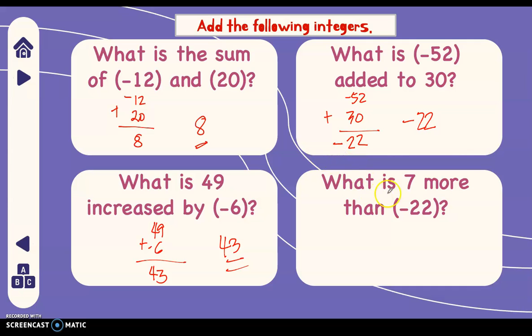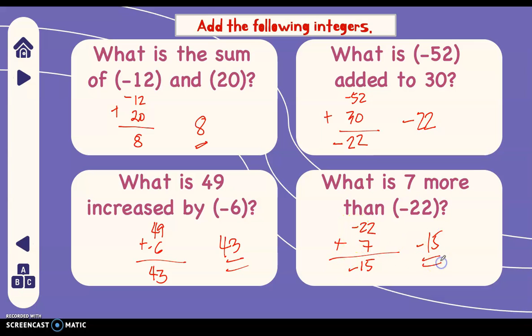Next, what is 7 more than negative 22? So we write here negative 22 plus 7. So they are unlike sign integers. So we just subtract. This is 15. Then copy the sign of the greater absolute value, which is 22, greater than 7. Then the sign of 22 is negative. So we write here negative 15.